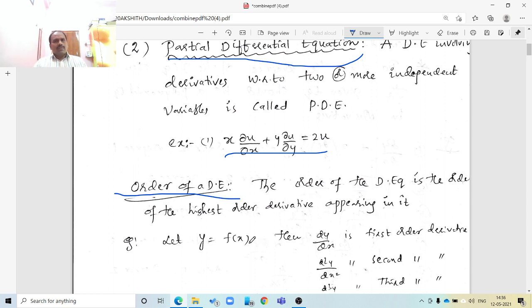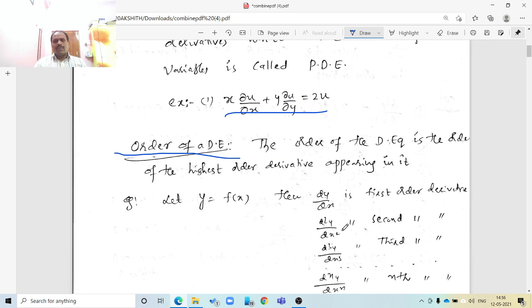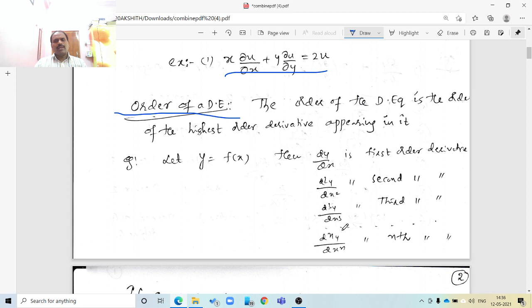The order of a differential equation is the order of the highest order derivative appearing in it. For example, if you take y = f(x), its first derivative will be dy/dx. It is called the first order derivative. Again, if you differentiate with respect to x, you will get d²y/dx². That is the second order derivative. Again, if you differentiate, you will get d³y/dx³. This is third order. Similarly, if you differentiate with respect to x n times, finally you will get dⁿy/dxⁿ. That is called the nth order derivative. So this is first order, this is second order, this is third order.